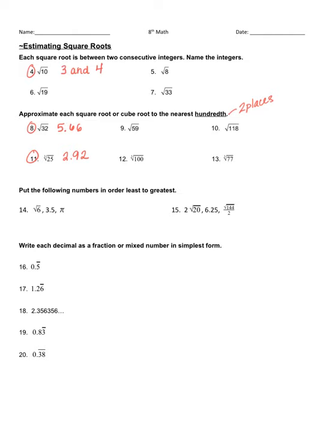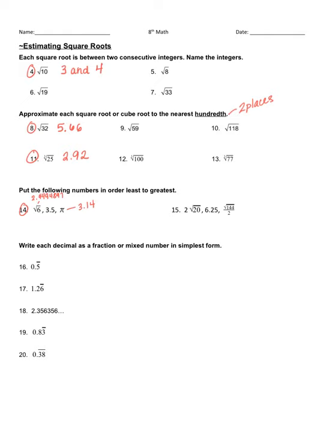Okay, put the following numbers in order from least to greatest. So let's do 14. Square root of 6, 3.5, and pi. So I need to get all of those in the same form. So let's start out by converting them all to decimals. So the square root of 6 is 2.44948997. I'm going to stop there because I don't think I need that many places. And then 3.5 is already a decimal. And then pi is 3.14. And I don't need to go any further because I don't have anything else that's close.